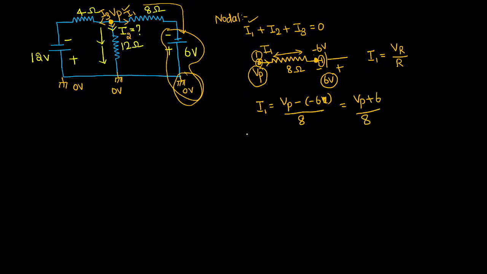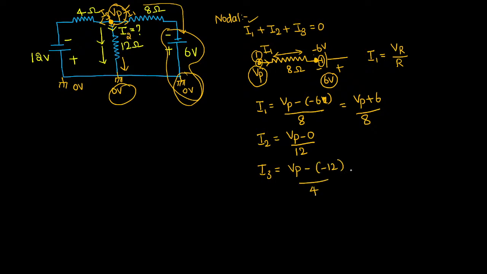In the same way, you can write the expression for I2. How will you write the expression for I2? Can you help me? Yes. I2 is the current flow through the 12 ohm resistor. So in that case, the potential difference VP minus 0. See, first here we have VP and here we have 0. So VP minus 0 divided by resistance value is 12 ohm. Can you write the expression for I3? Yes, sir. I3 can be written as VP minus of minus 12 voltage divided by 4 ohm.